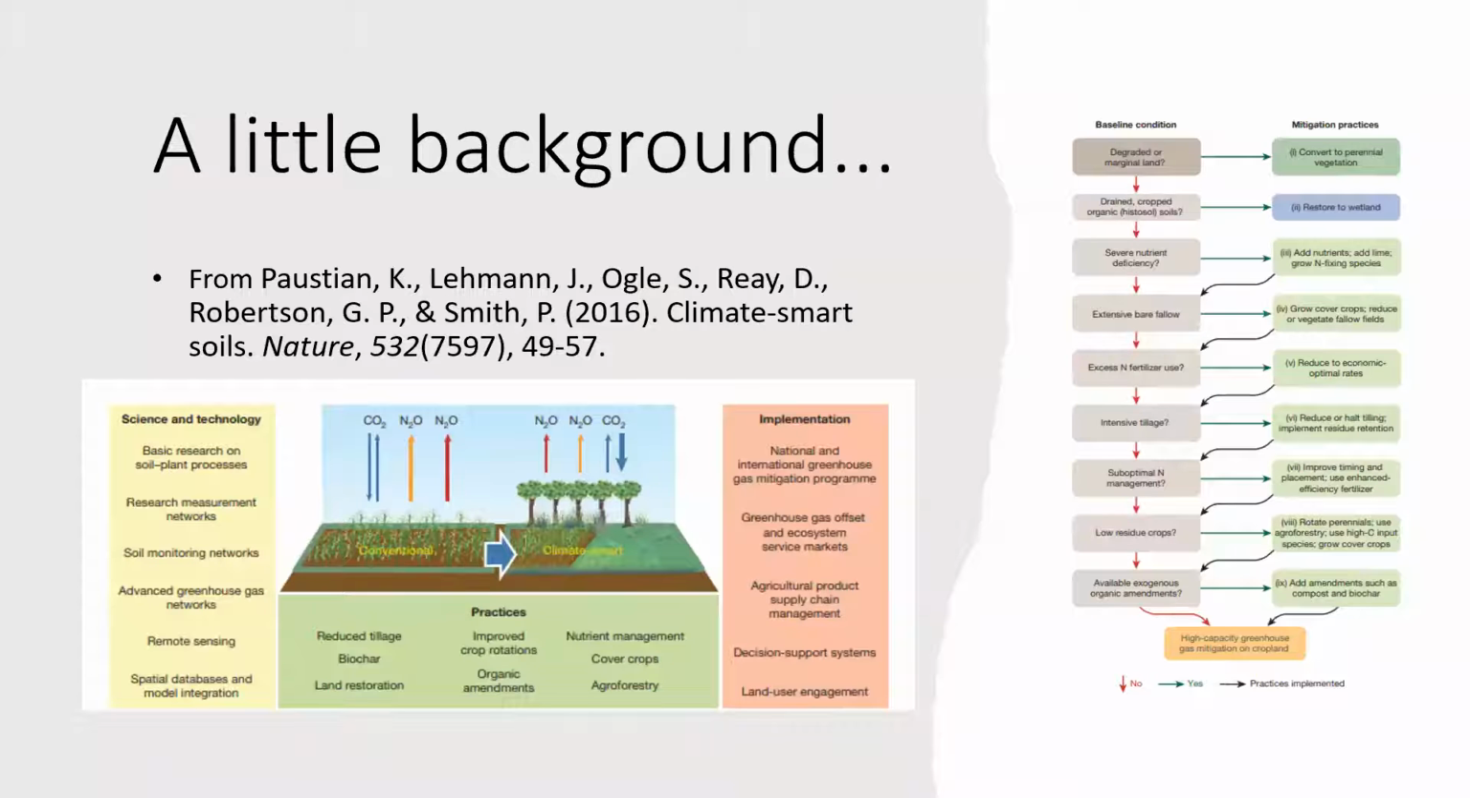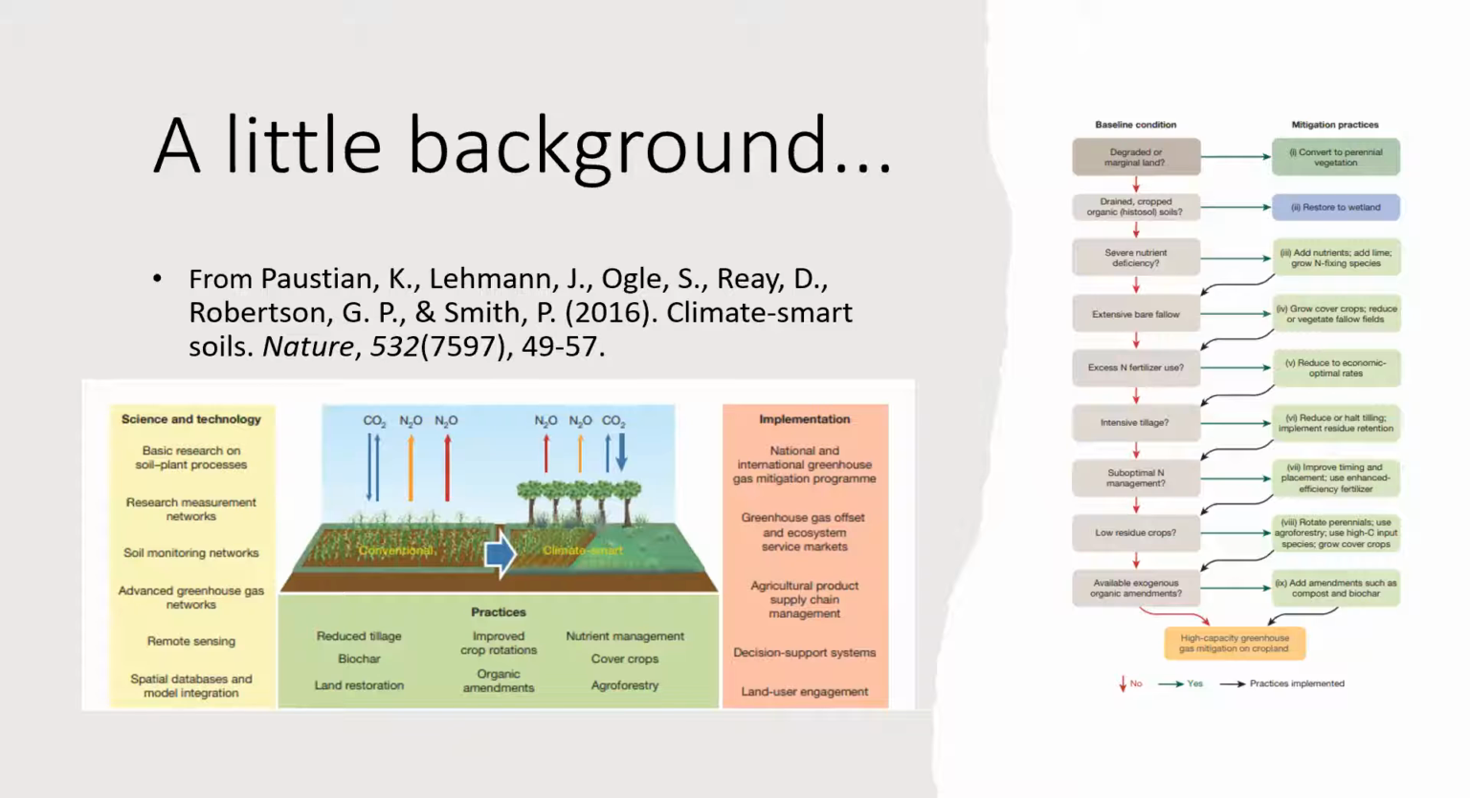So a little background: if we look at a recent publication in Nature by Poston et al., we can look on the right at a decision flow chart. Do we have any degraded or marginal land? Well, what's the first thing we need to do? What's the best mitigation practice? Well, the first thing is convert to perennial vegetation. And we've looked at some of that West Virginia surface mine data, and this is kind of happening a little bit naturally, right? Some of these areas that are barren, moving through time, are moving into a transitional state into grasslands and eventually into shrub and forest lands, right? So that's kind of happening.